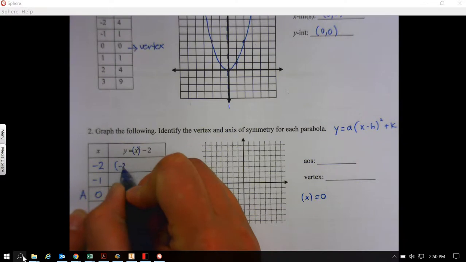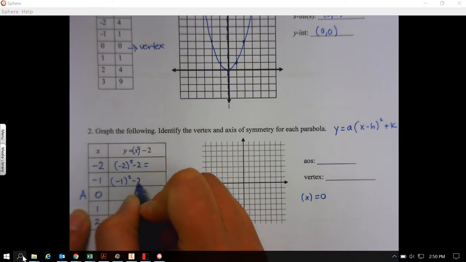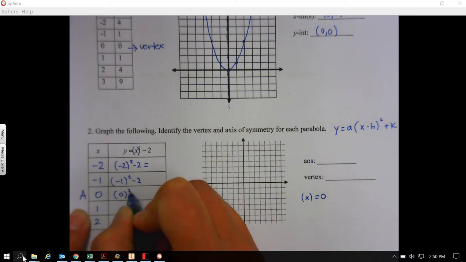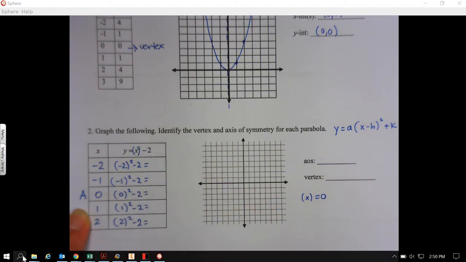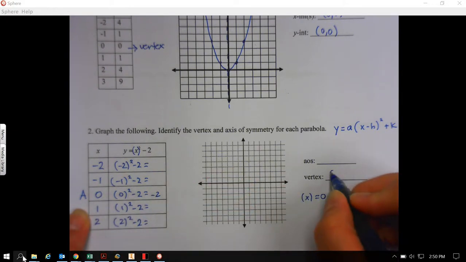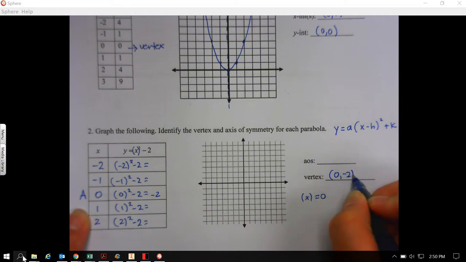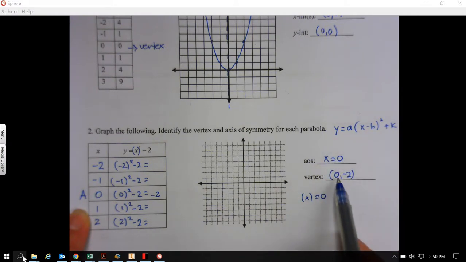So I have -2 squared minus 2. I have a -1 squared minus 2. I have a 0 squared minus 2. I have a 1 squared minus 2. And I have a 2 squared minus 2. We're going to evaluate each of those points. I like to start in the middle with my vertex, so that I get a -2. I fill that in over here with 0, -2. And that also tells me my axis of symmetry is x equals 0. The x value of the vertex and the x value of the axis of symmetry should be the same.